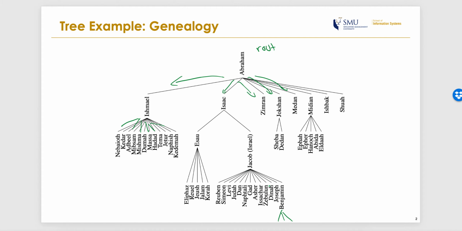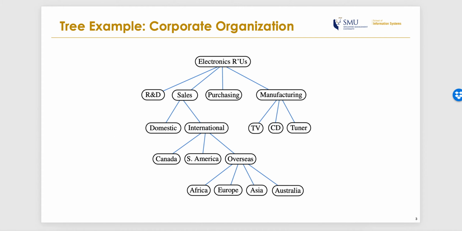Now, this is just one example of a tree. There are yet other examples. For example, the corporate organization, right? So this could be, for example, at the root, we could have the overall organization itself. And that organization may be decomposed into several different departments. Like R&D is one department, sales another one, purchasing, manufacturing. And in turn, each of these departments may again be split, right, into different types of sub-departments.